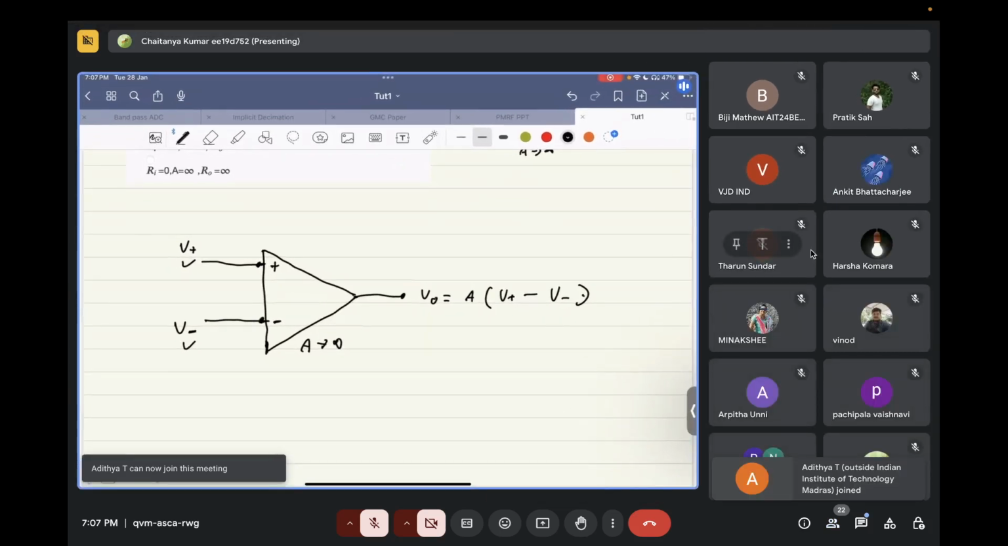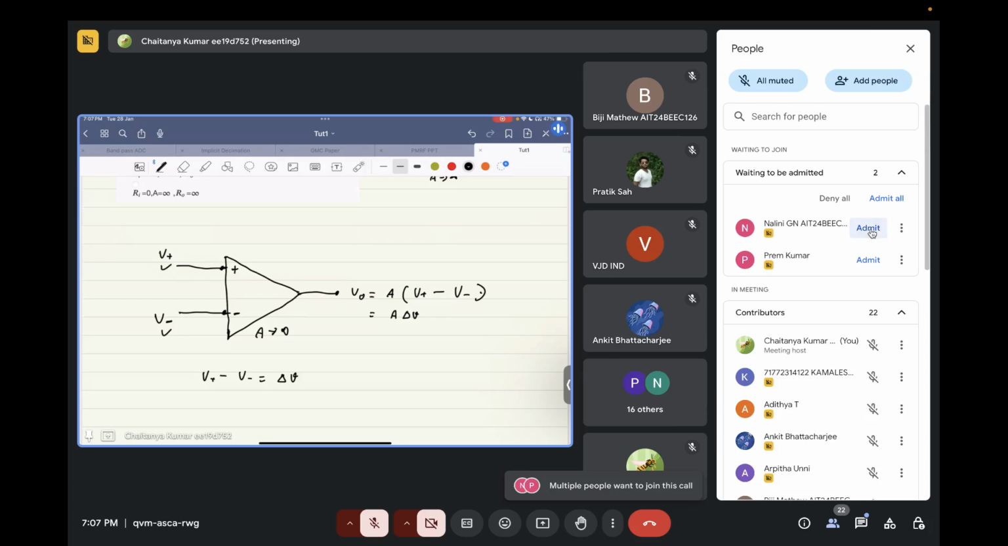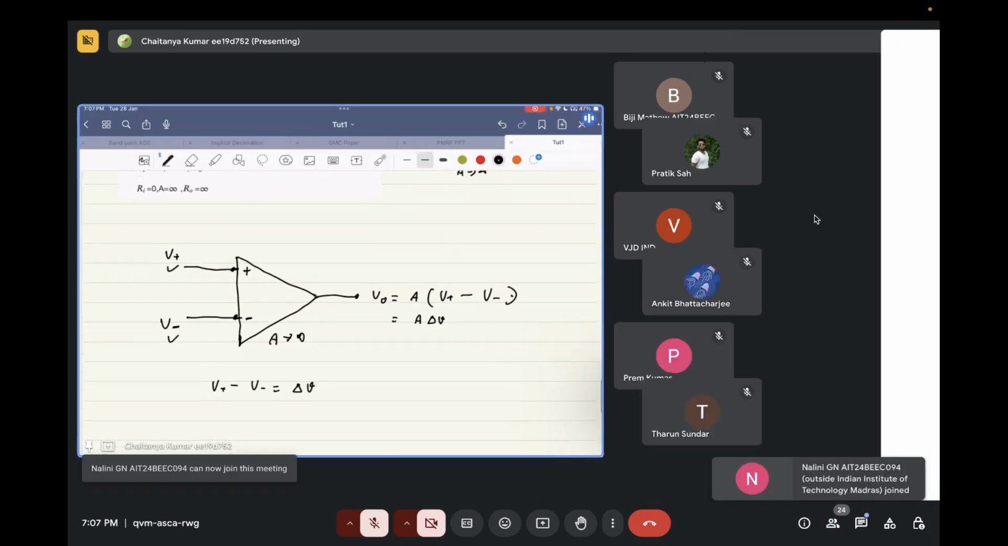Can anyone tell me what will be my output voltage? Let's say V plus minus V minus is equal to some delta V. So the output voltage will become A times delta V, correct? Now, if A is very high, almost infinity, the output voltage will blow up. It will become almost infinity, assuming that this op amp is ideal and can give any output voltage whatever it requires, and there is no power supply limit to this op amp.